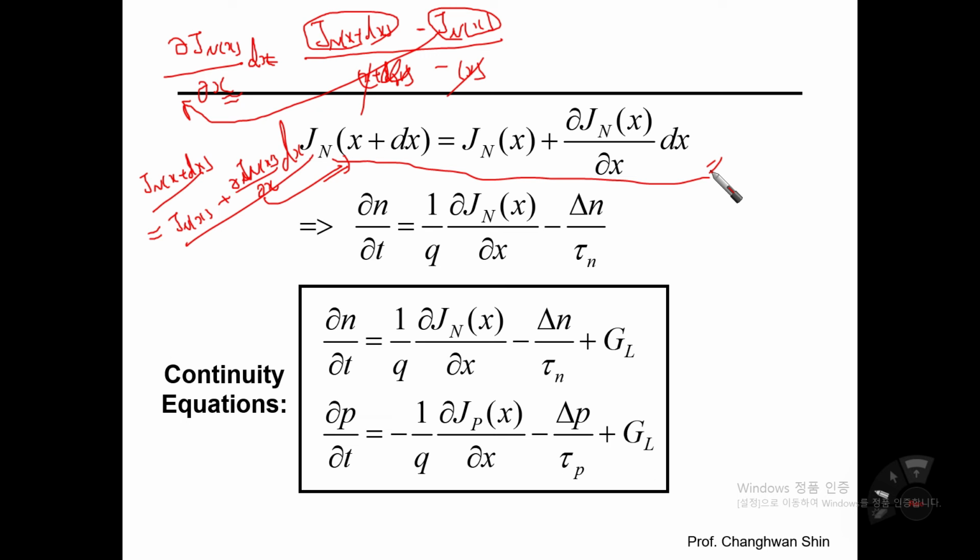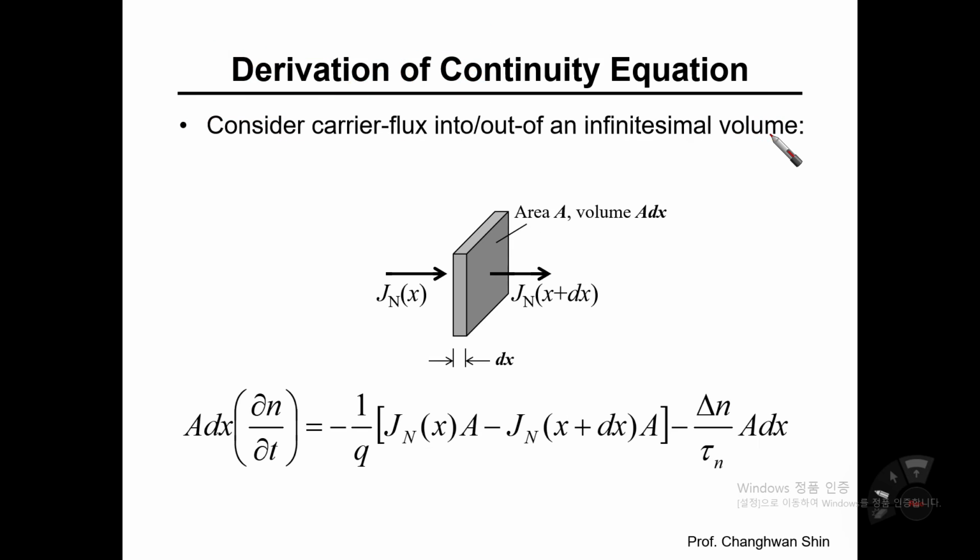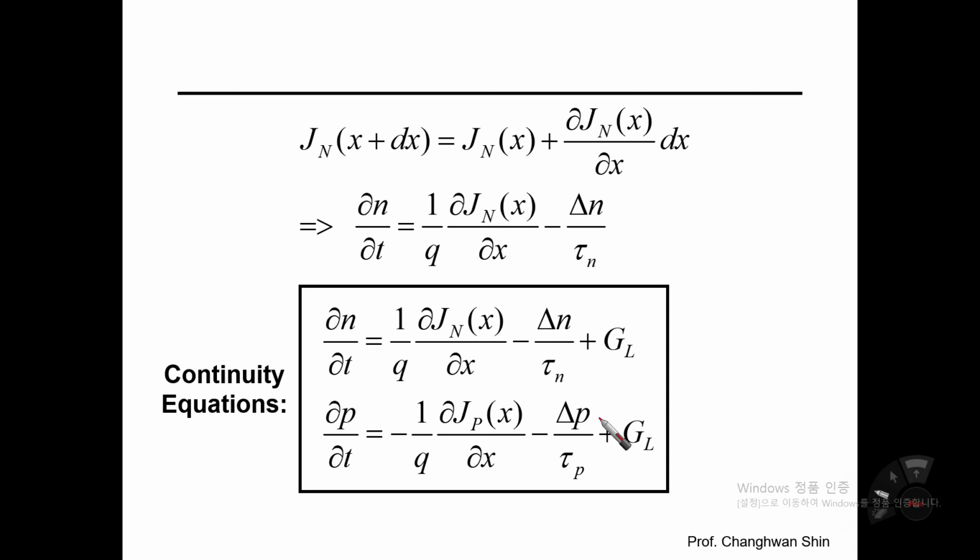Okay, now let's name it equation number one, and remember equation number one and bring it into here. So replace Jn of x plus dx with equation number one here, plug it in, then rearrange all the other terms, and you're going to end up with ∂n/∂t equal to this.